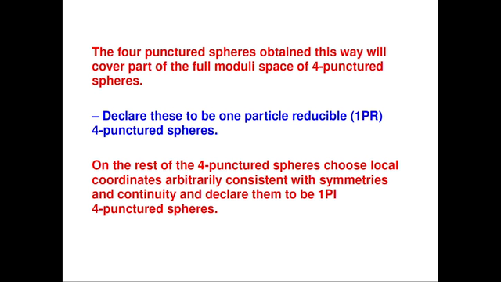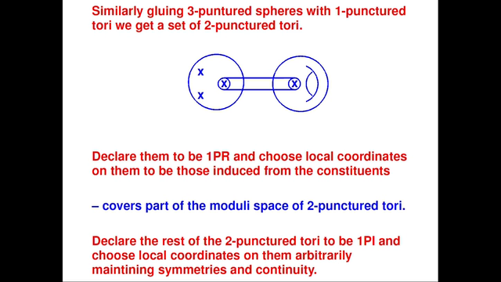Is this clear? Similarly, we can glue 3 punctured spheres with 1 punctured tori. Okay. So, this way we will get a set of 2 punctured tori.